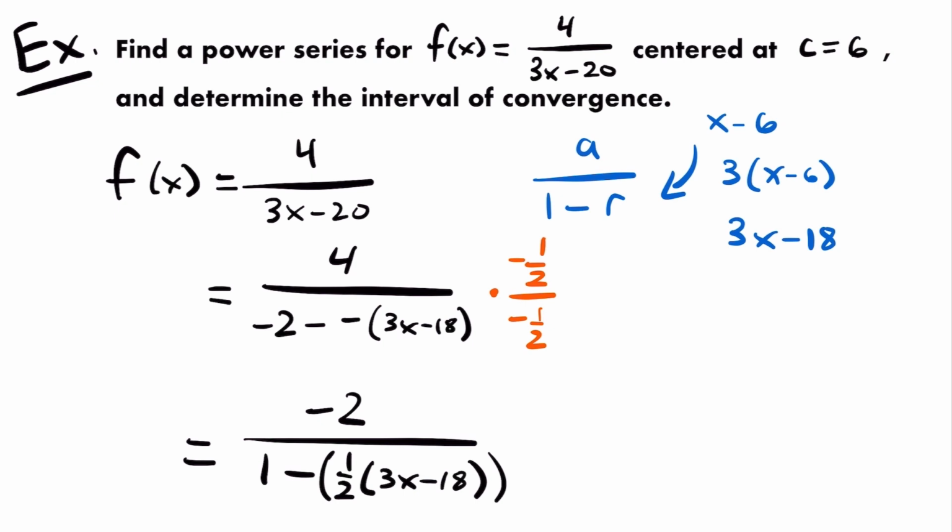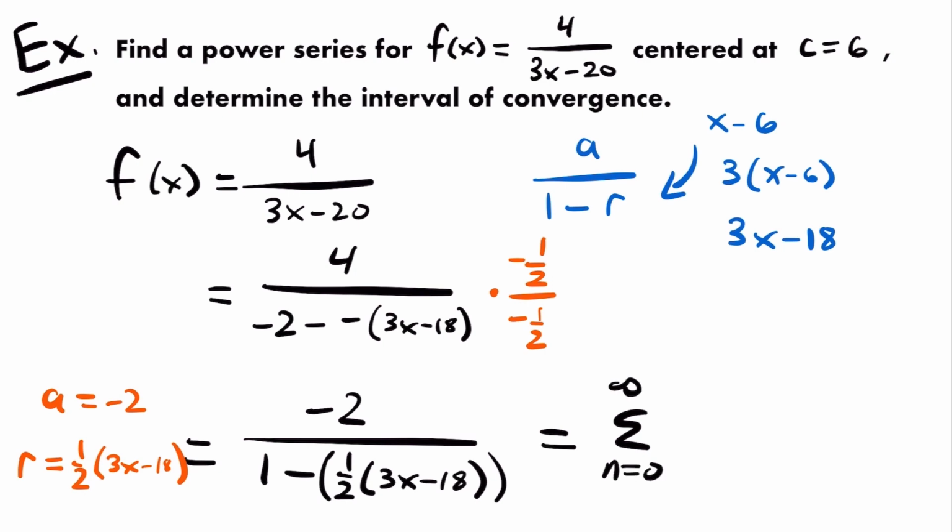All right, so now this function is in the form of the sum of a geometric series, and so we can rewrite our function as a geometric power series. All right, so a is equal to negative 2, and r is equal to 1/2 times 3x minus 18. So this will be equal to the sum from n equals 0 to infinity of a, which is negative 2, times r to the power of n. So we'll have 1/2 times 3x minus 18 to the power of n. Okay, and so what we actually have here is our power series that has 3x minus 18 within it.